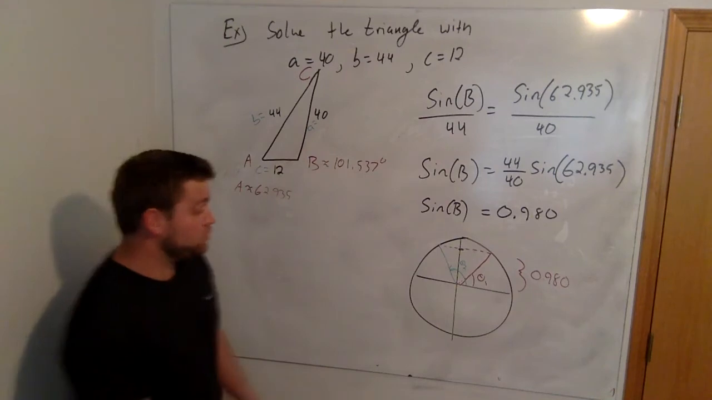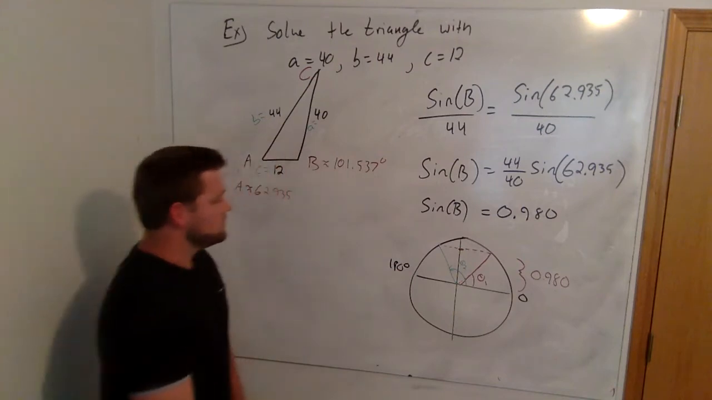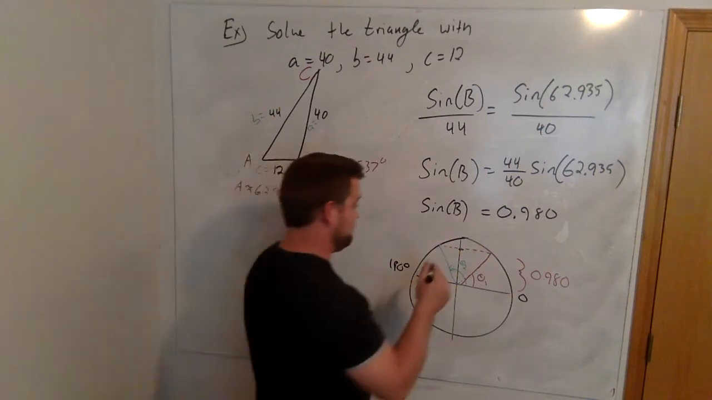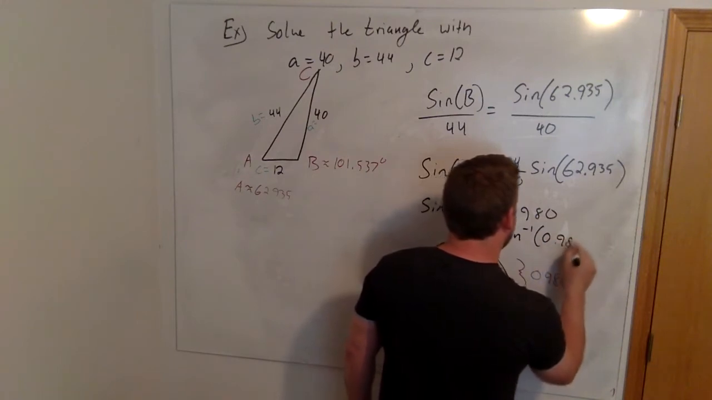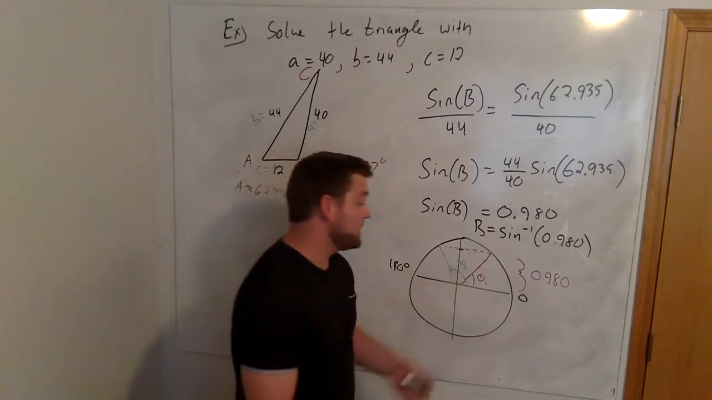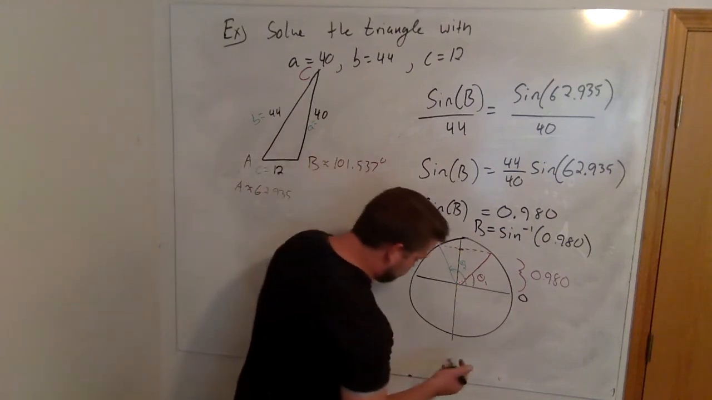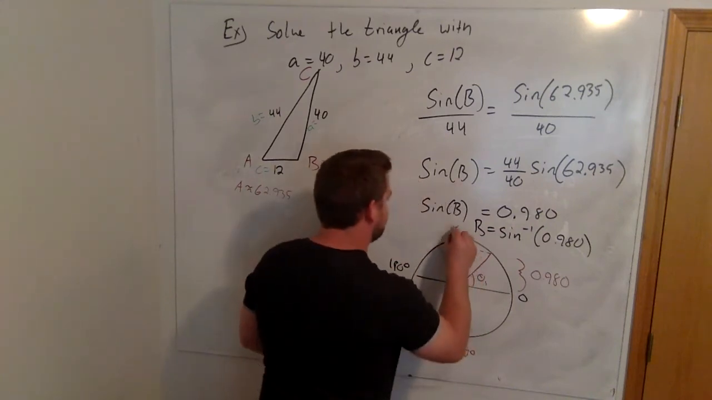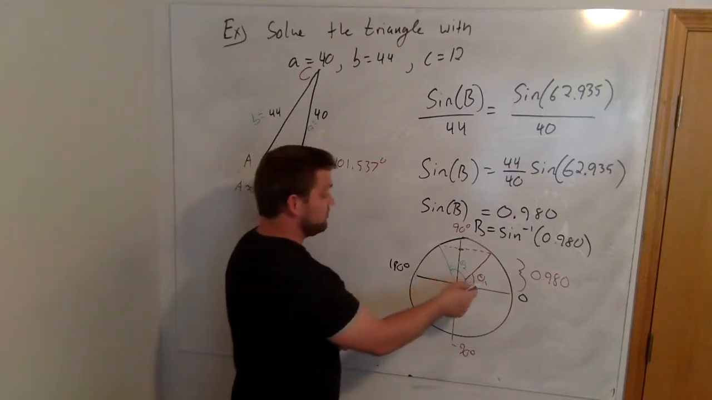Notice they're both between 0 and 180 degrees, so I may want to think about both of them. But which one is sine inverse going to tell you? If you do B equal to the sine inverse of 0.980 on your calculator, it's going to tell you the purple one, because the way sine inverse is programmed, it only spits out angles between negative 90 degrees and 90 degrees. That's just how it's programmed. So we would have to mentally check whether this was the angle that we care about.